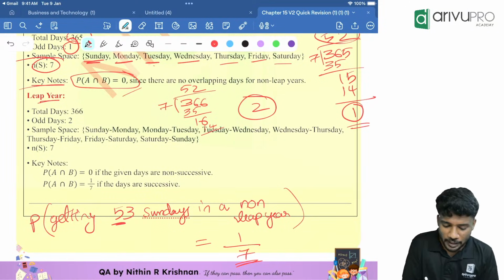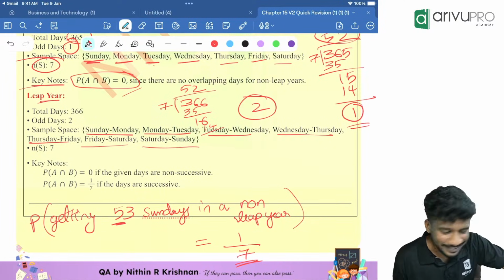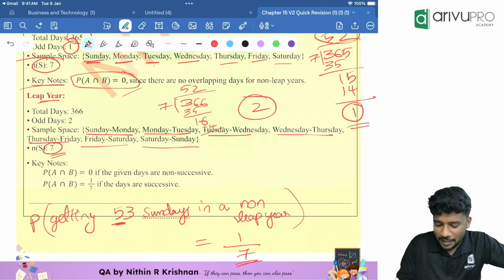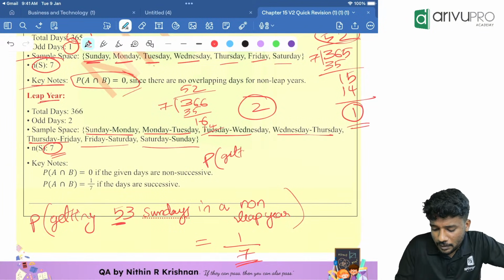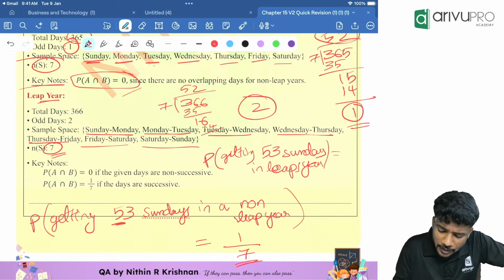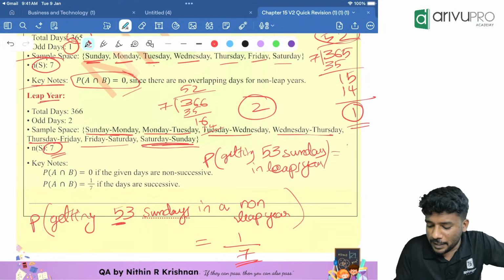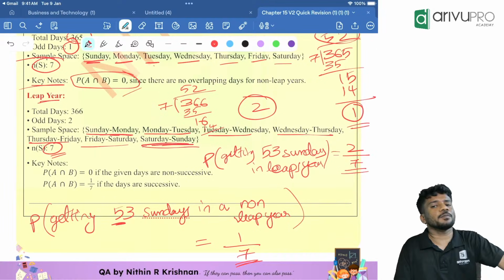Those 2 days can be Sunday, Monday, or Monday, Tuesday, or Tuesday, Wednesday, Wednesday, Thursday, Thursday, Friday, Friday, Saturday, or Saturday, Sunday. Likewise, it can be there. Now the sample space is 7. I'll tell you how the question will be. Probability of getting 53 Sundays in a leap year. There are 2 possibilities: Saturday, Sunday, and Sunday, Monday. So 2 divided by 7 will be your answer.